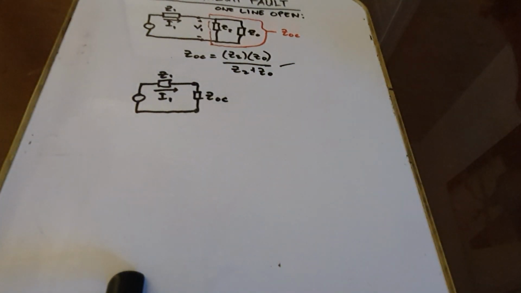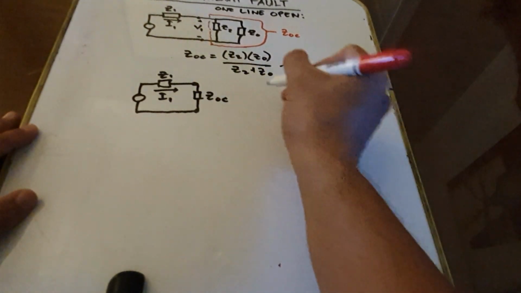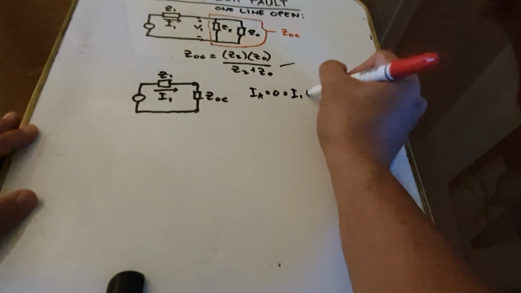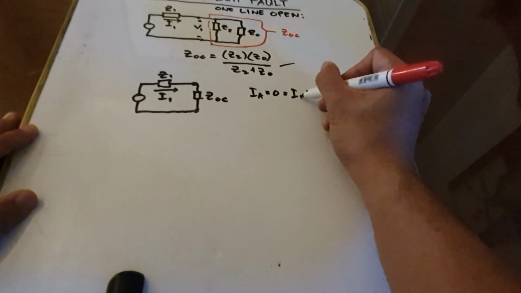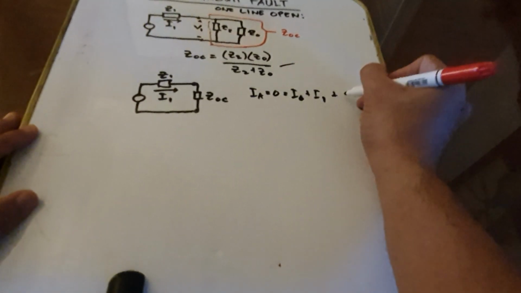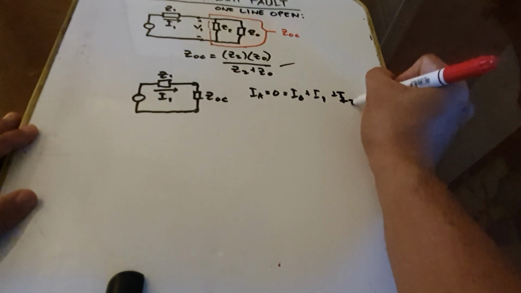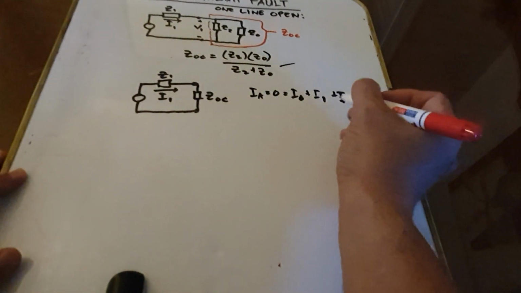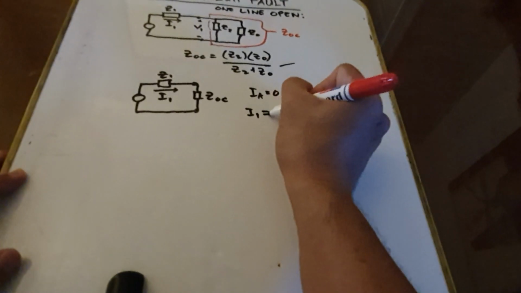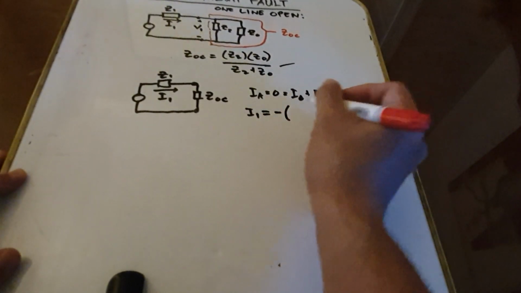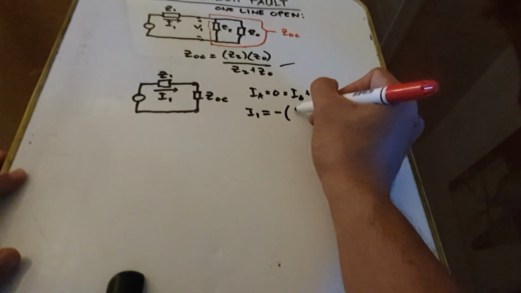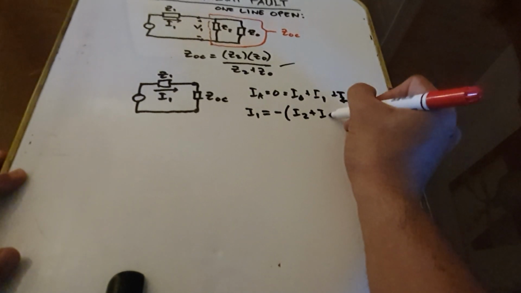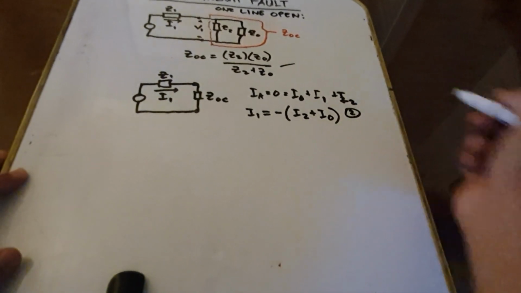Okay. Now, since IA is equal to 0, which is equal to I1 plus I2 plus I0, okay, I1 is equal to negative I2 plus I0, right? So this is our equation 2.